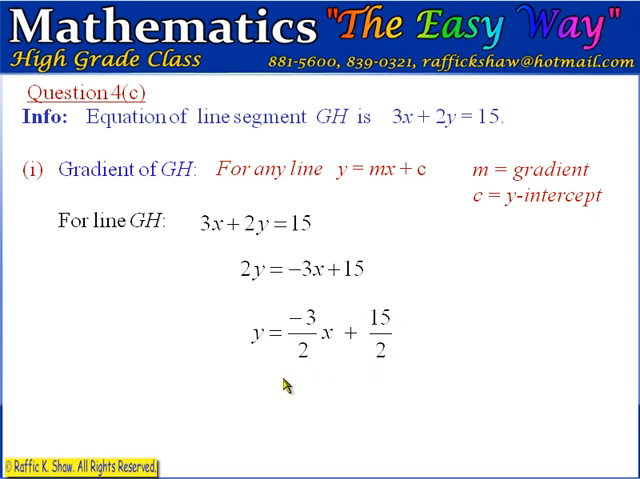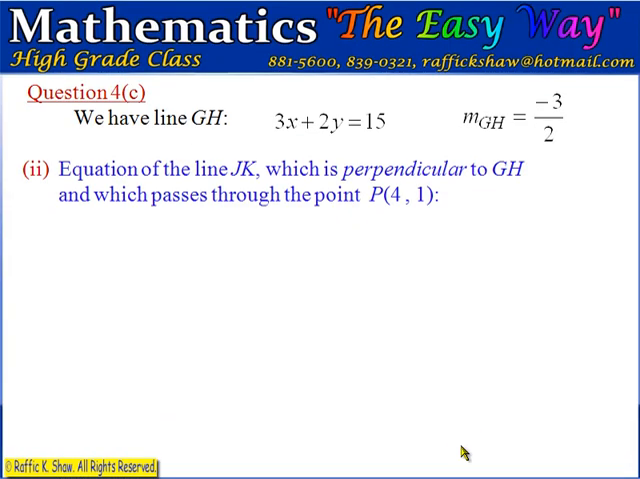And therefore we can now determine that the gradient of GH is negative 3 divided by 2. This is a symbol for gradient. That's the gradient of GH, negative 3 divided by 2. y equals mx plus c is the standard form for the equation of a line, and that's the answer for part 1. The gradient of the line GH is negative 3 divided by 2. Let's move down to part 2.